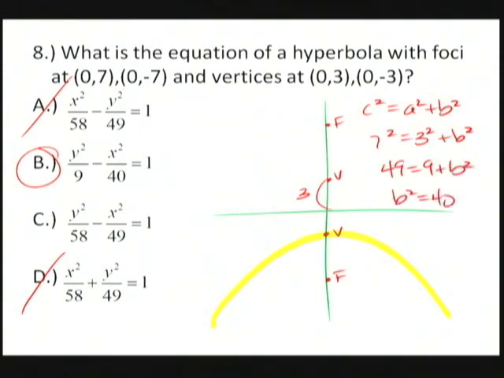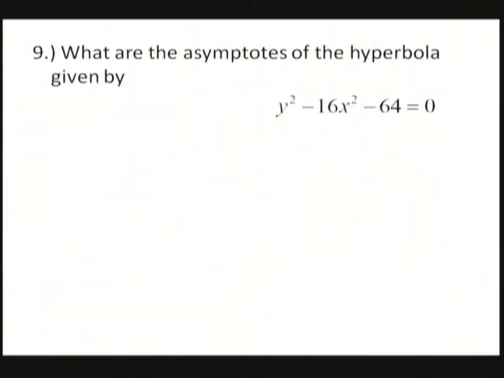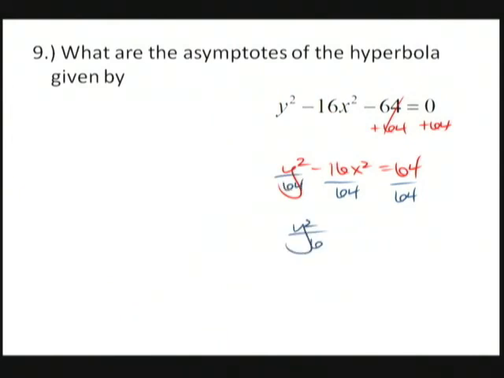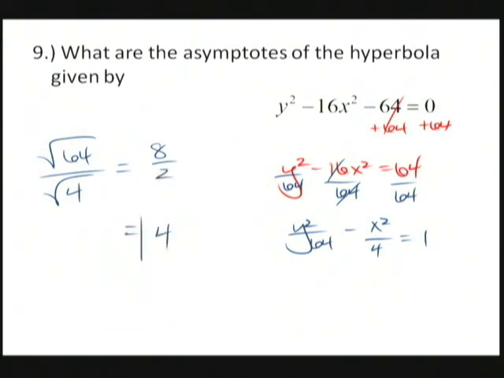It's got to be. Number 9, what are the asymptotes of this hyperbola? Well, let's add 64 to both sides. We'll get y squared minus 16x squared is 64. And then the next thing I'll do is divide by 64 to get it in standard form. And I've got y squared over 64 minus x squared over 4, once I reduce 16 into 64, equals 1. And remember, the way that I find that asymptote slope is to take the square root of the y squared denominator over the square root of the x squared denominator. So I've got 8 over 2, which is 4. So that is the slope of my asymptotes.